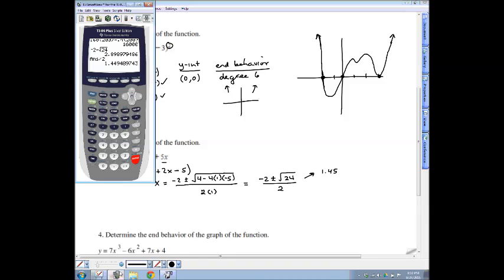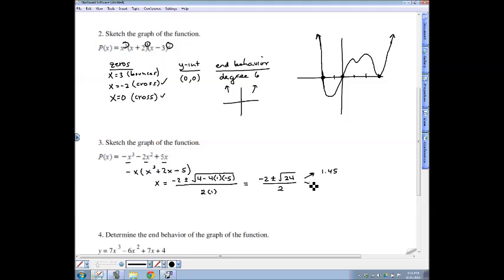And the other one, -2 minus the square root of 24 divided by -2 is 3.45. So those are the zeros, and they each have a multiplicity of 1.